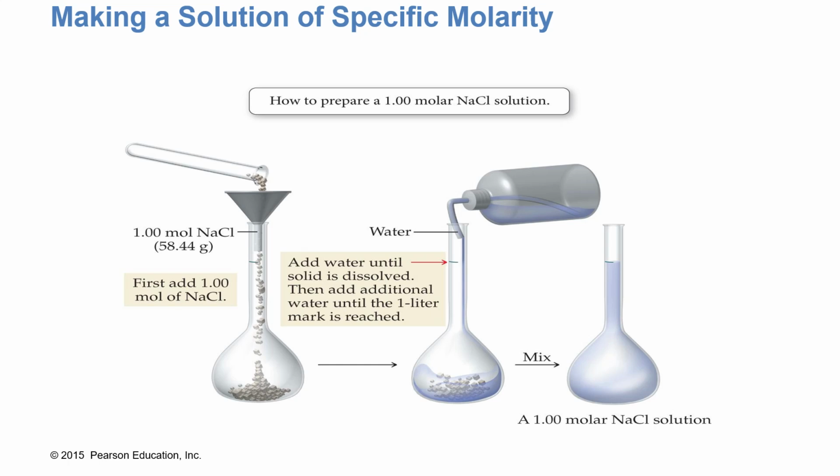So in order to prepare a 1 molar sodium chloride solution, you would weigh out 1 mole of sodium chloride, which when you do the math from the periodic table, 58.44 grams is in 1 mole. Then you would add water until it fills to the 1 liter mark. And that would be 1 liter of 1 molar sodium chloride solution.